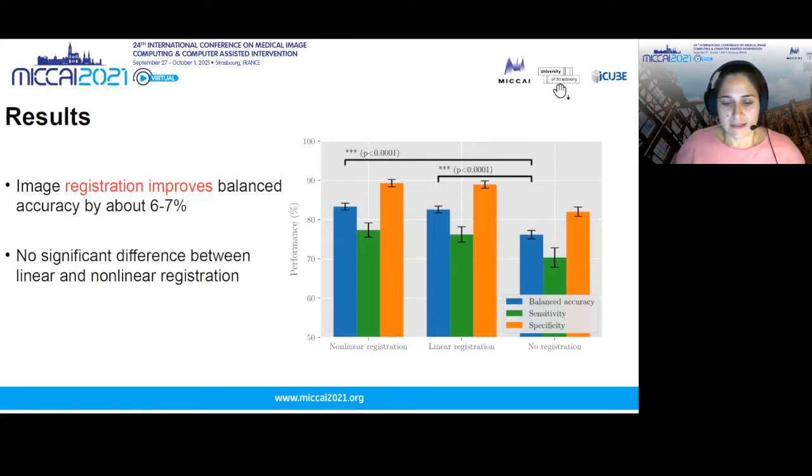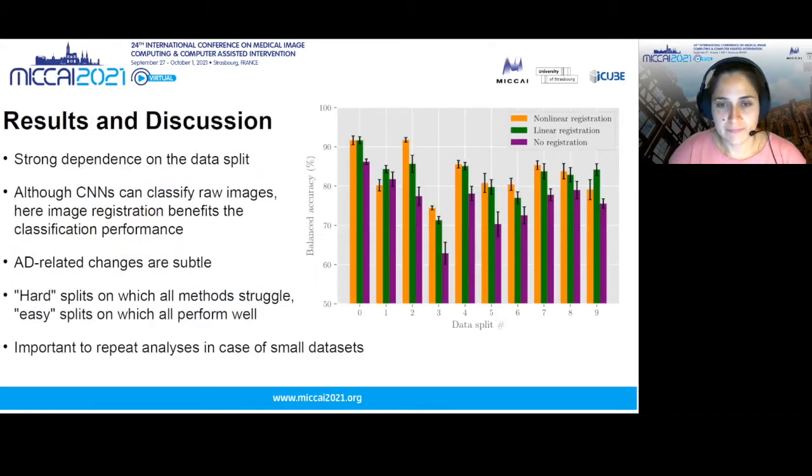Image processing, especially image registration here, improves balanced accuracy by about 6-7%. However, there is no significant difference between linear and nonlinear registration. Moreover, our results show a strong dependence on the data split.